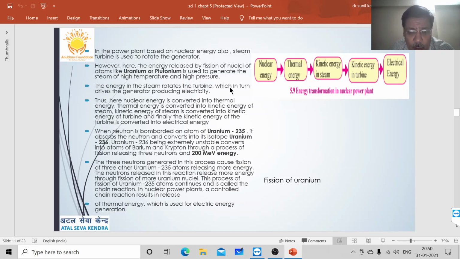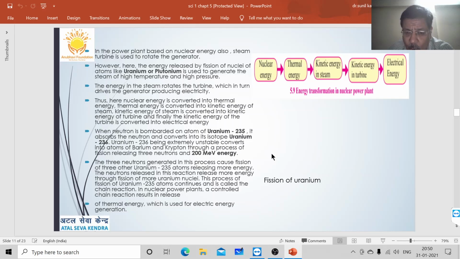So how does nuclear fission occur? When a neutron is bombarded on an atom of uranium 235, it absorbs the neutron and converts into the isotope uranium 236, which is extremely unstable, and converts into barium and krypton through a process of fission, and releases 200 mega electron volt energy, which is a very high amount of energy.